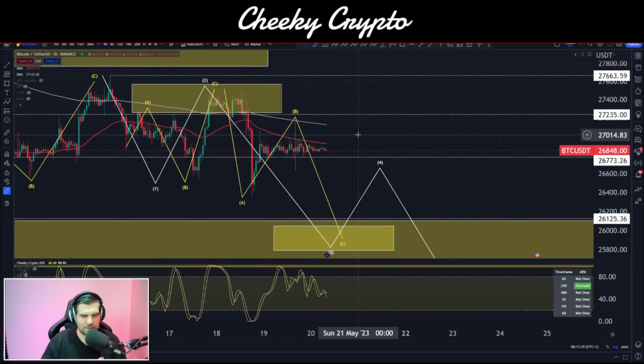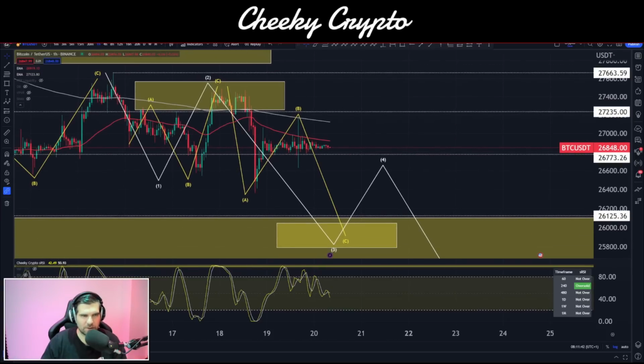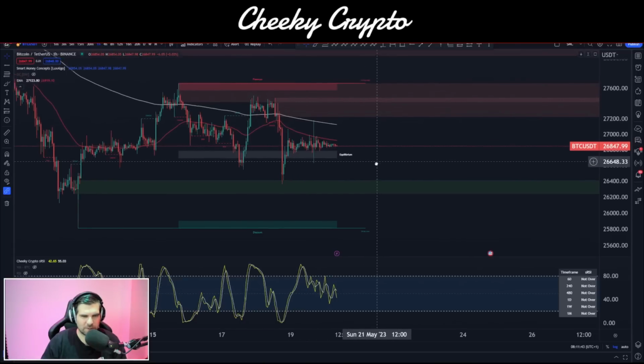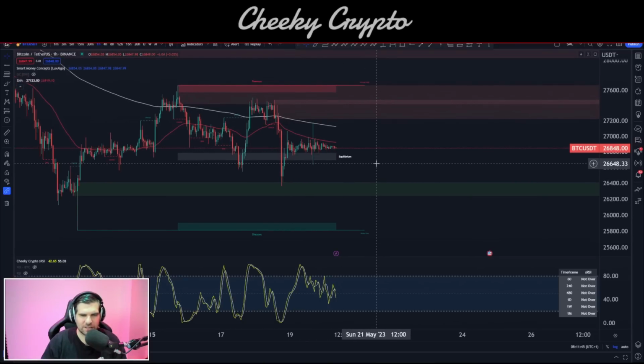So we're going to be keeping a close eye on all the structures and everything that's going on with Elliott Wave, but also what's going on with smart money, and see if these two things usually come together and give us a kind of confirmation of the direction of the market.